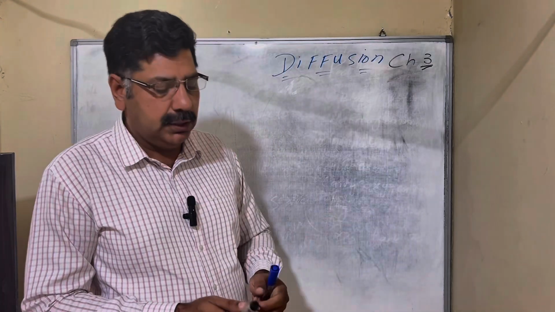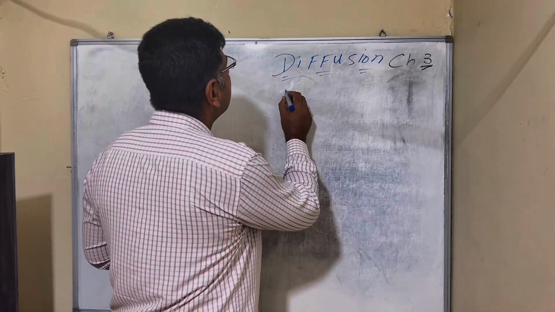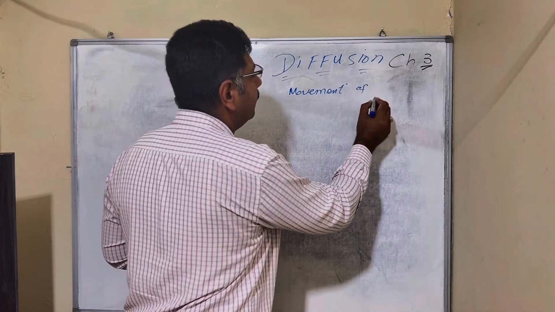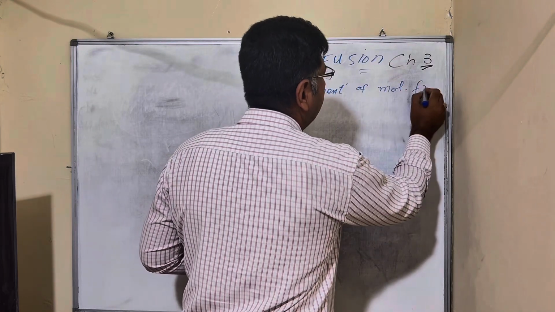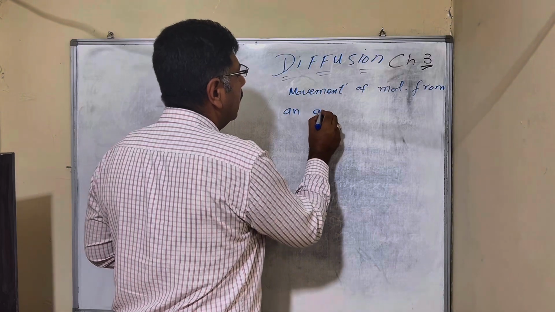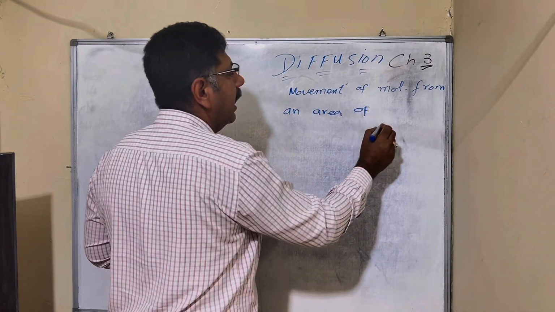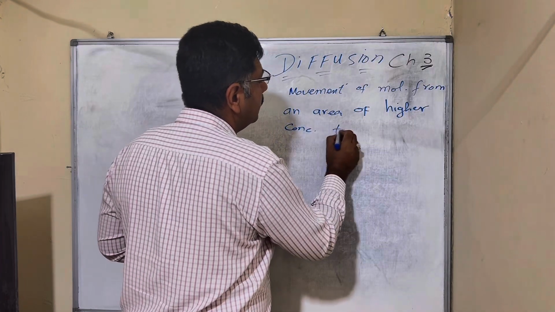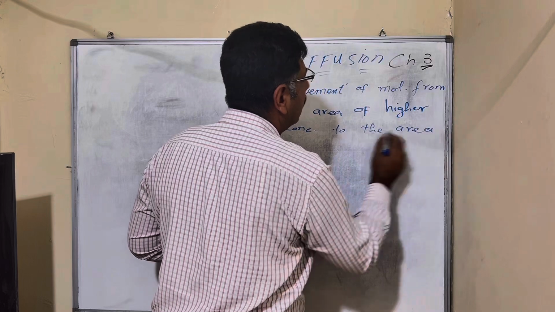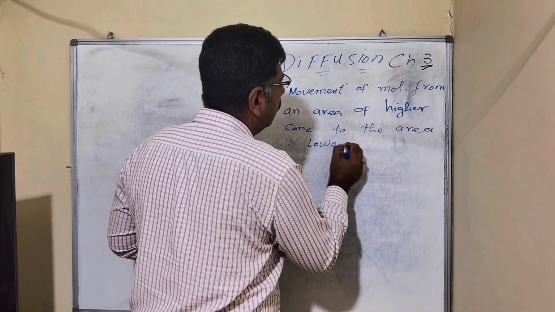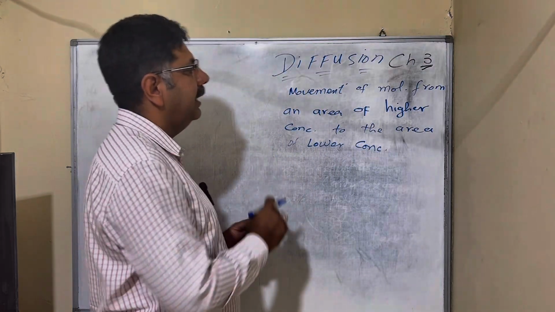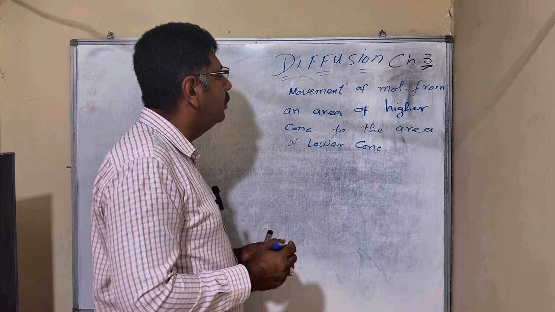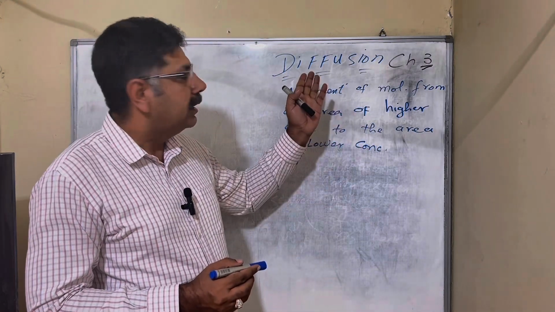But as for the diffusion of molecules, we can say that it is movement of molecules from an area of higher concentration to the area of lower concentration, and the movement of molecules, ions or atoms is called as diffusion.